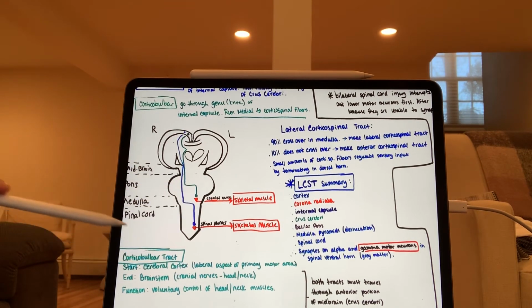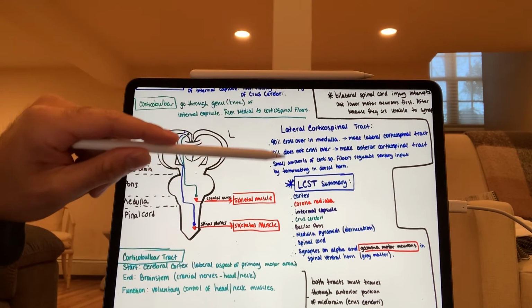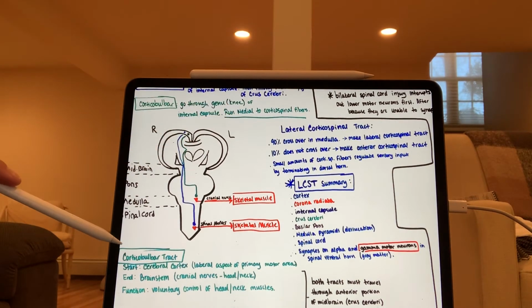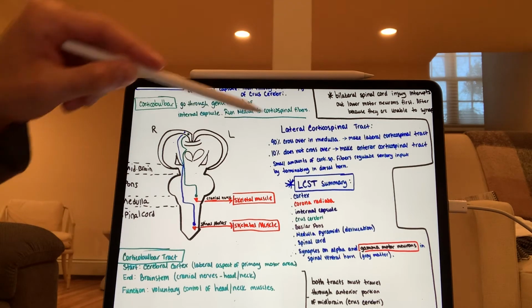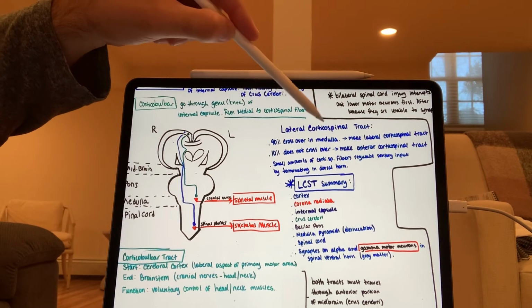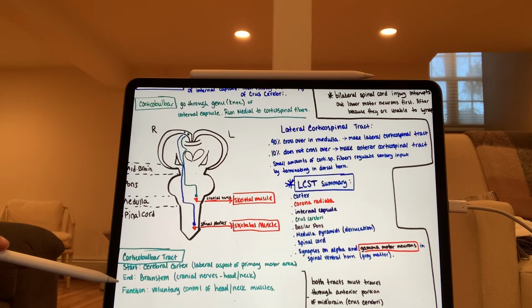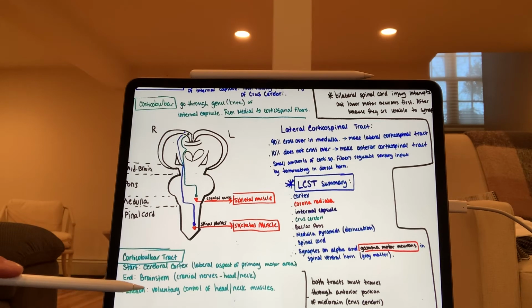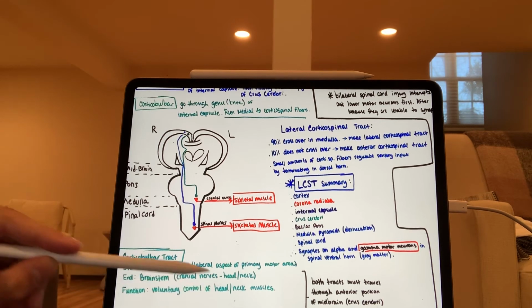The corticobulbar tract stands for cortex to bulbar, or cortex to brainstem. So corticobulbar is cortex to brainstem, and this other one is cortex to spine, or cortex to the spinal cord. This one's going to end in the brainstem, and it's going to synapse on cranial nerves for your head and your neck, and that's exactly what the function is. It gives you voluntary control of your head and neck muscles.